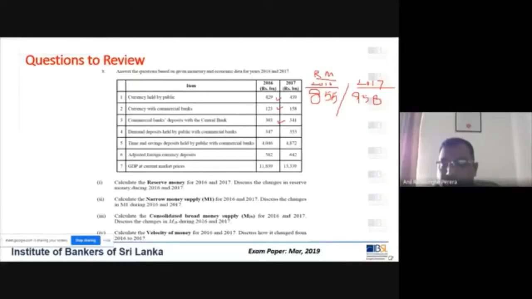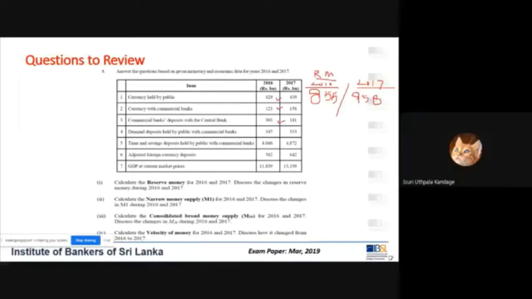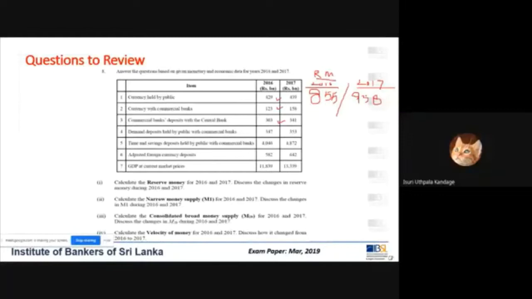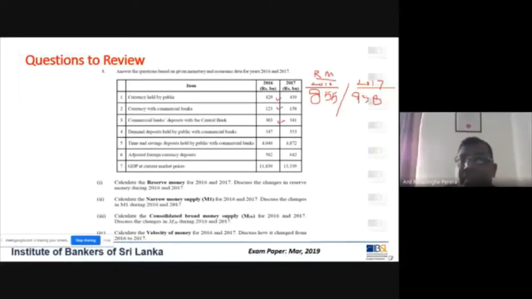Has it gone up, gone down, or remained unchanged? It's gone up, so obviously gone up. By how much? 80 billion. 83 billion. So if you give these three answers, you get full marks.